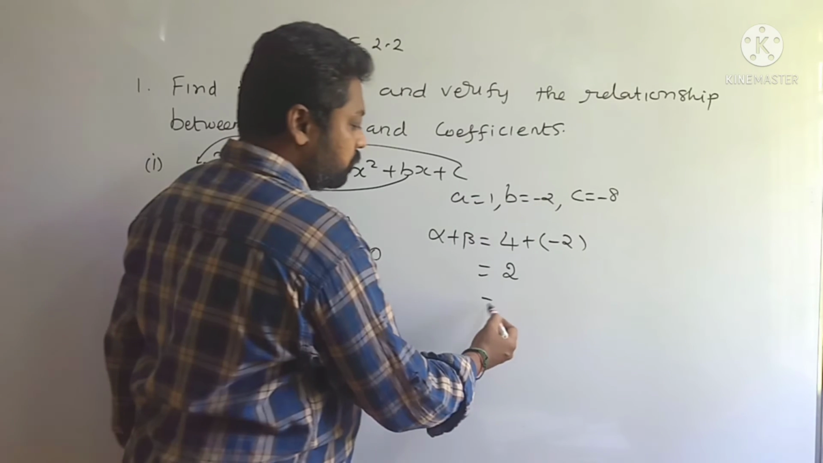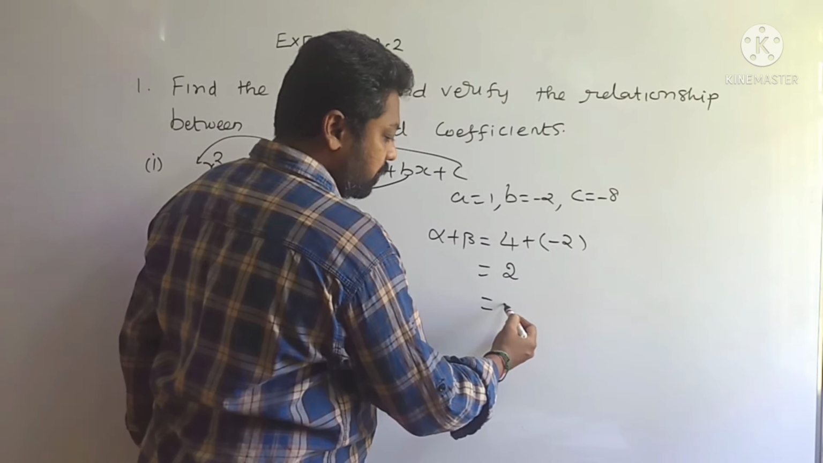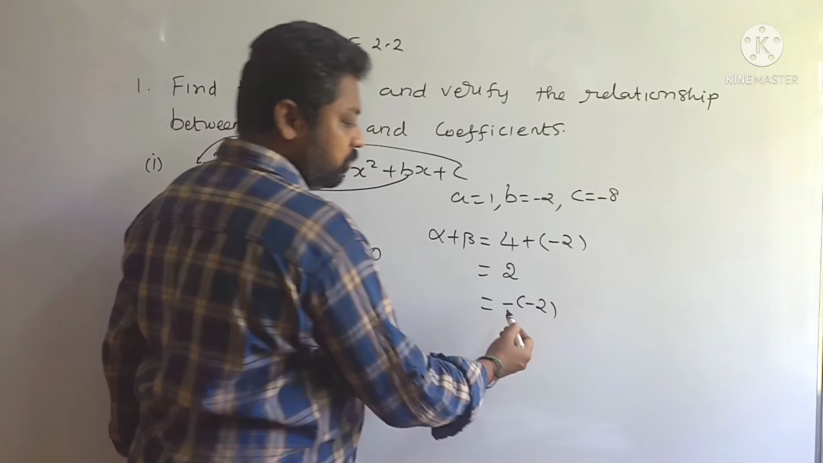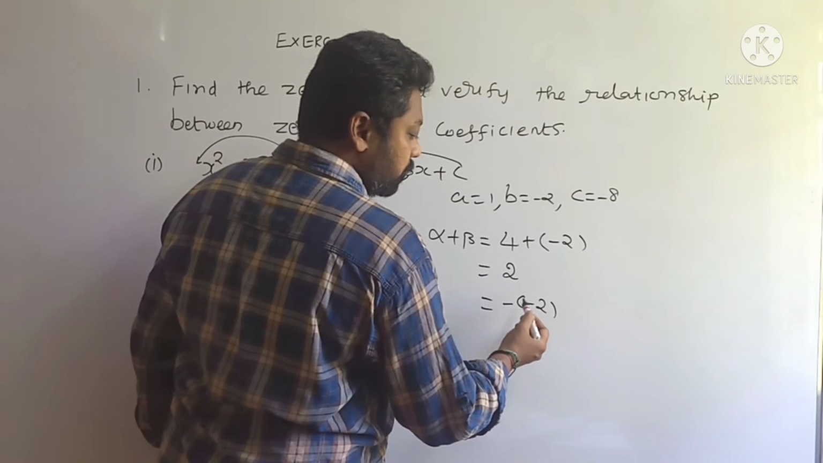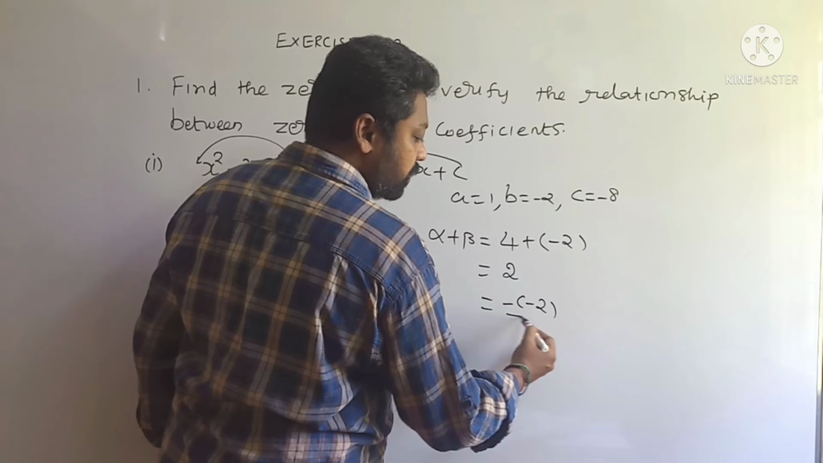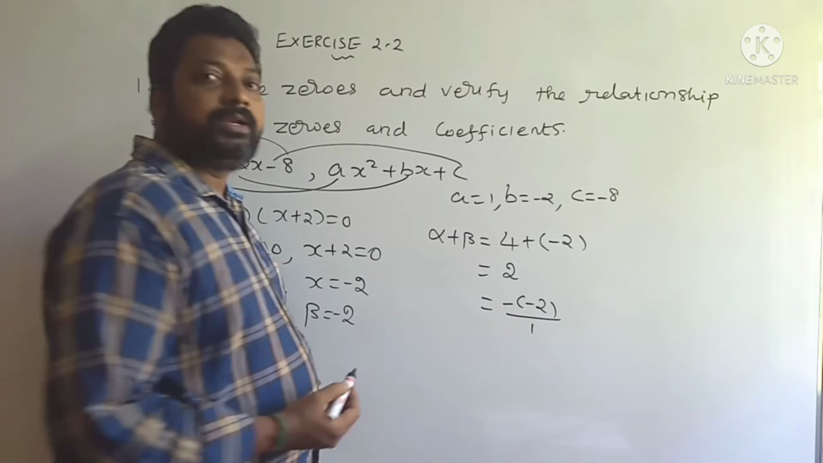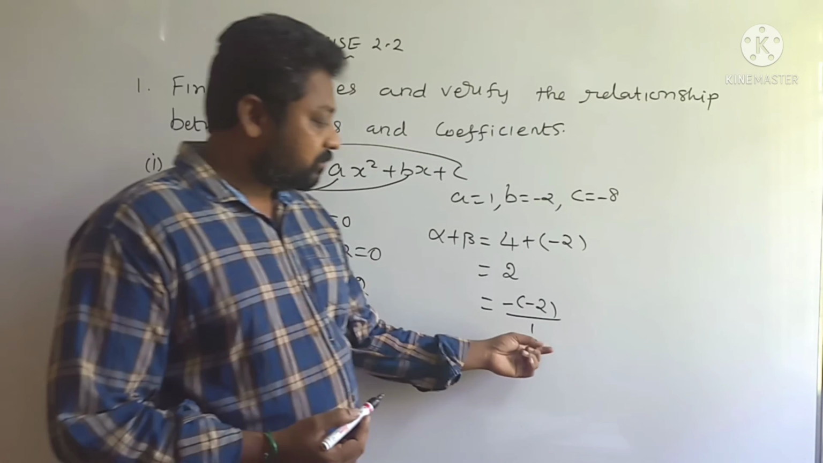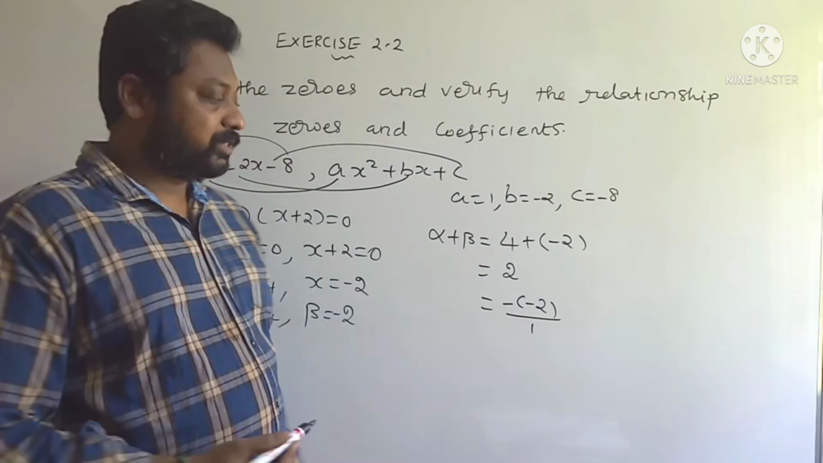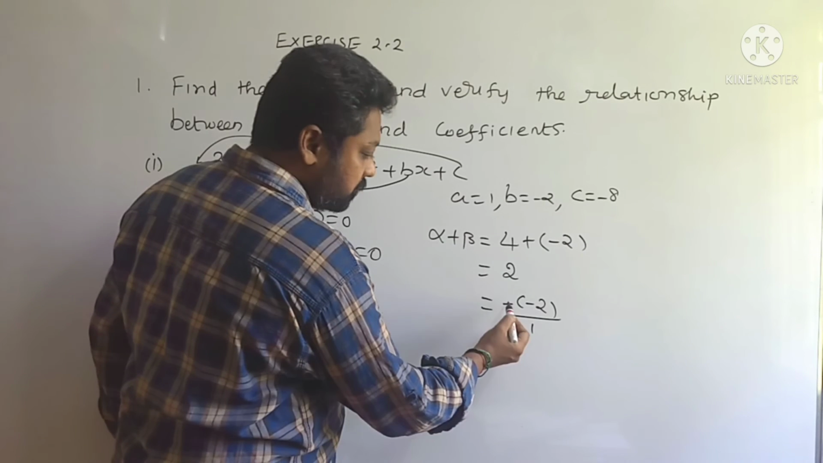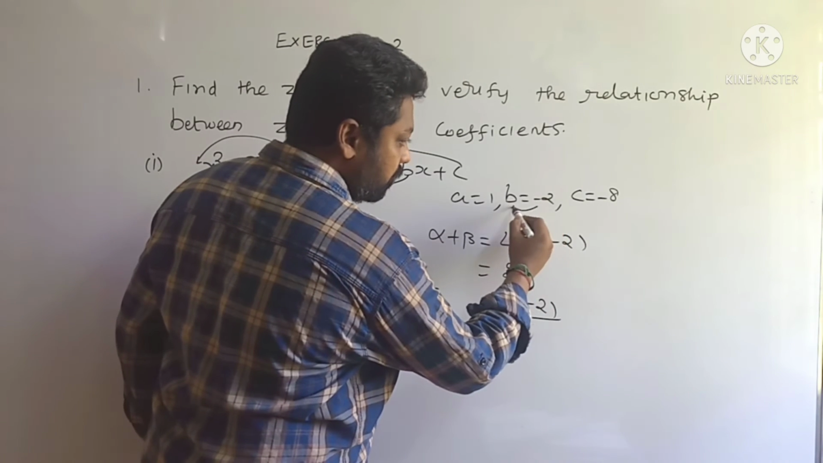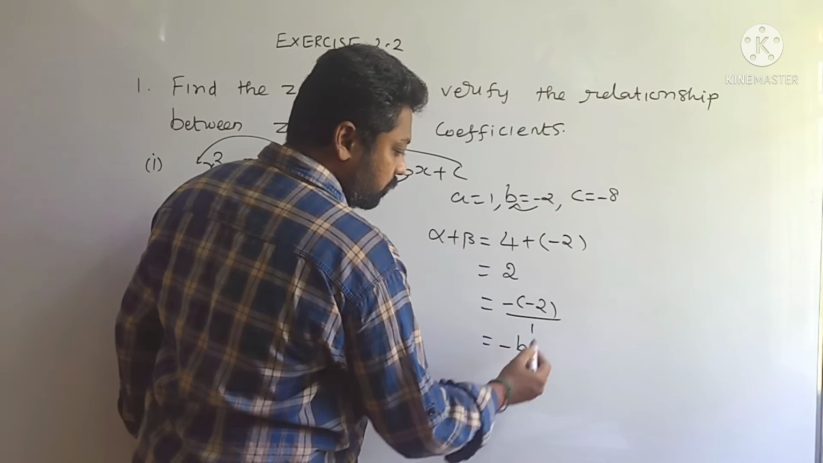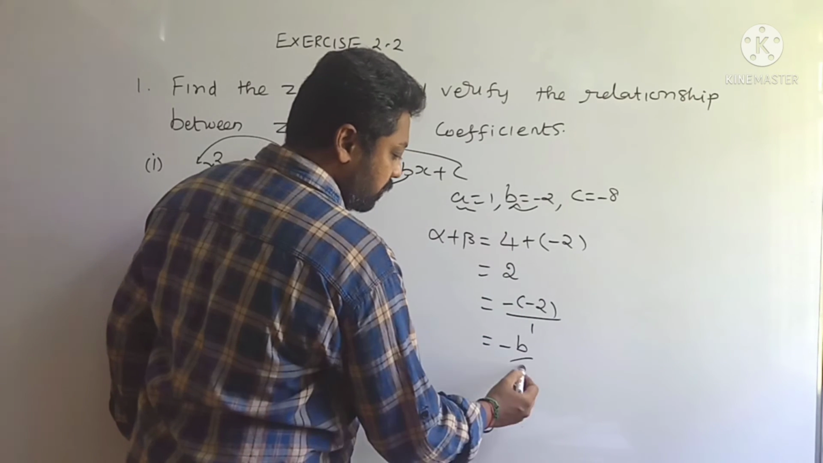So what we do, this 2 I am writing as minus of minus 2. What is minus of minus? Plus. Again, minus of minus 2 I am writing by dividing by 1. If we divide by 1, the value will not be changed. Now this minus I am writing as it is. This minus 2 I am writing b. This 1 I am writing a.